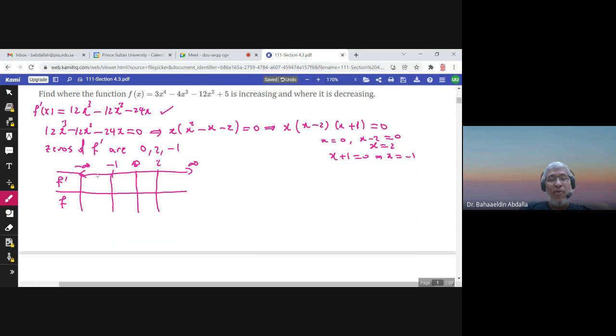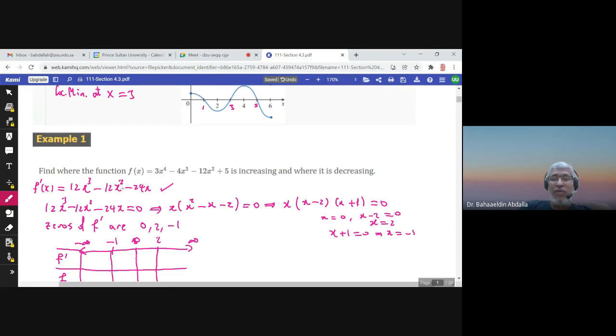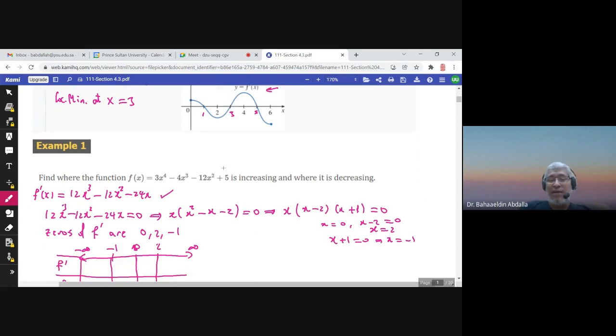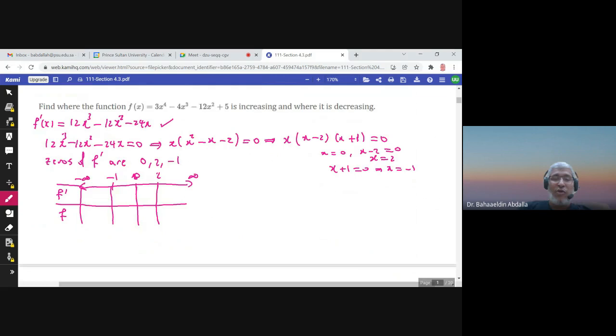Now, how many intervals do we have? 1, 2, 3, 4. We have 4 intervals. In each interval now, f prime is either positive or negative. So you know here in this graph, what are the zeros of f prime? 1, 3, 5. From 0 to 1, f prime is positive. From 1 to 3, f prime is negative. From 3 to 5, f prime is positive. From 5 to 6, it's negative. You see? So between the zeros, there will be one sign of f prime, either positive or negative.